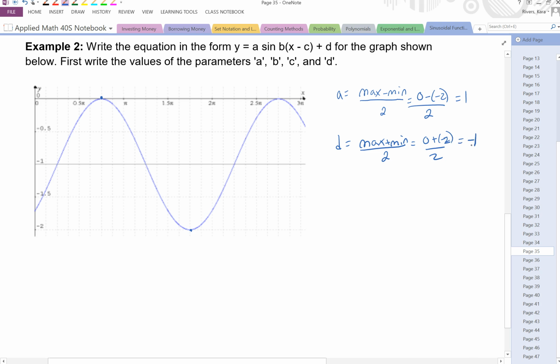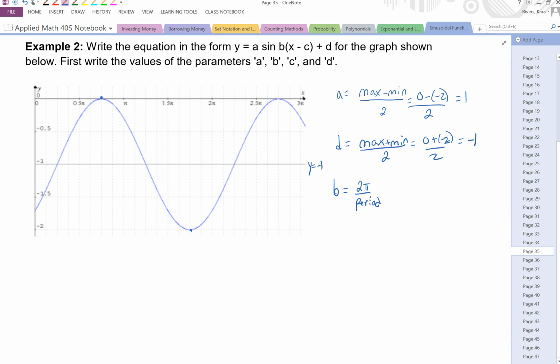So we can draw that line in, and it actually appears as if our line's already drawn in here. So y is equal to negative 1. Okay, so that's a and d. B, that's going to be 2 pi divided by the period. How do I know it's 2 pi and not 360? Because again, I'm looking at my x-axis and seeing what it's measured in.